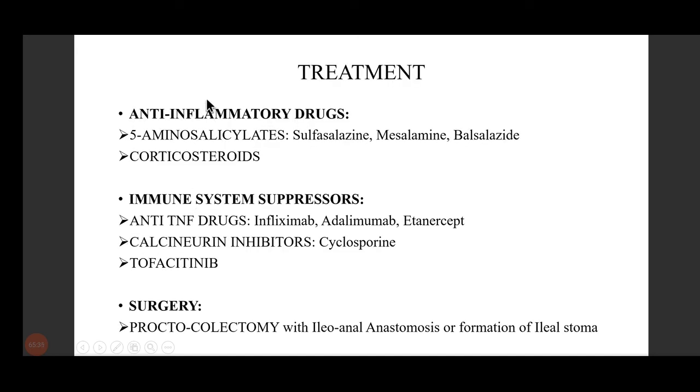Treatment is anti-inflammatory drugs like 5-aminosalicylates, sulfasalazine, mesalazine, balsalazide, and corticosteroids. Then immune system suppressors like anti-TNF drugs such as infliximab, adalimumab, etanercept, calcineurin inhibitors like cyclosporine, and tofacitinib, a new drug given in cases of ulcerative colitis. Surgery can be done if there is diffuse involvement and the symptoms are not remitting: proctocolectomy with ileoanal anastomosis or formation of an ileal stoma.